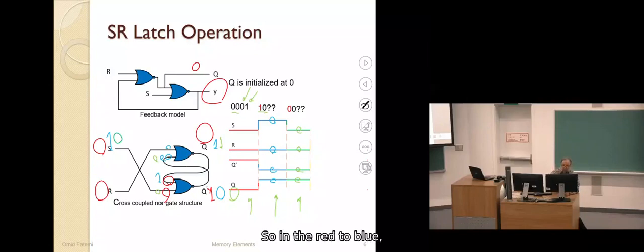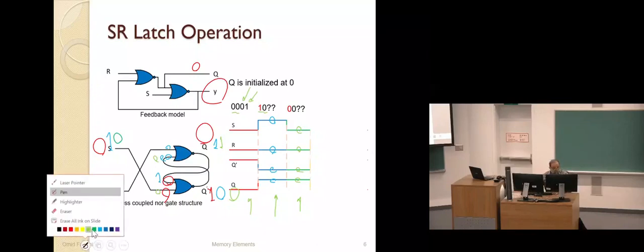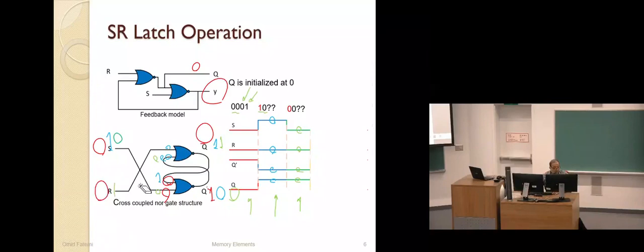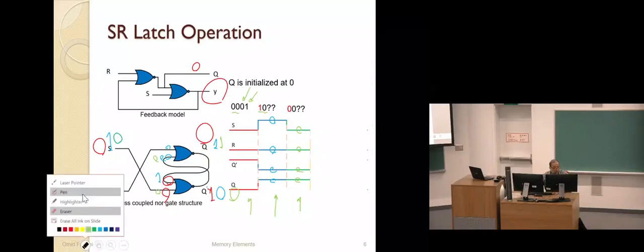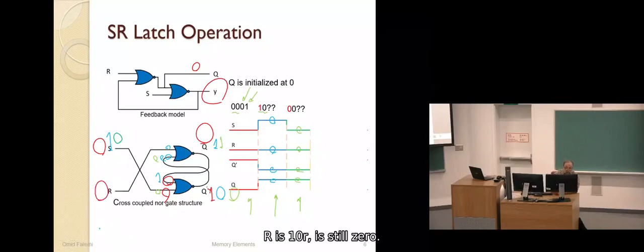So in the red to blue, S becomes 1. Okay? Look at the blue one. S becomes 1. And R still is 0. Oh, so blue, not the green. R is still 0. S becomes 0.